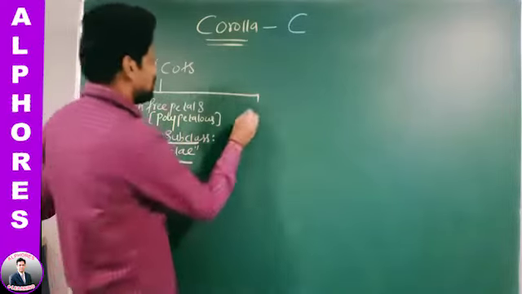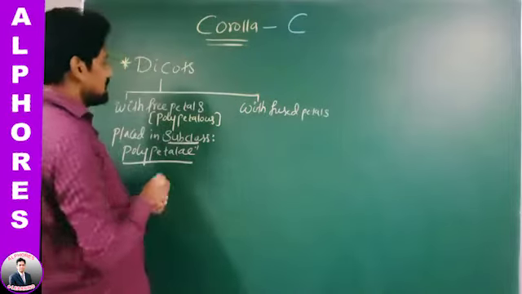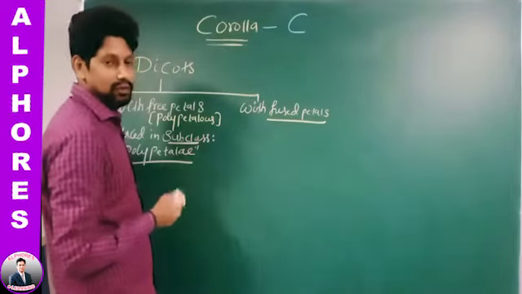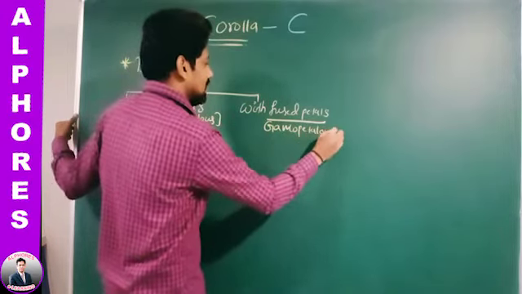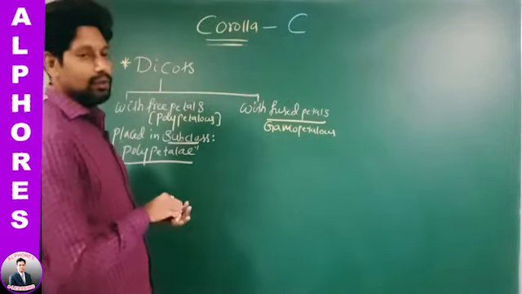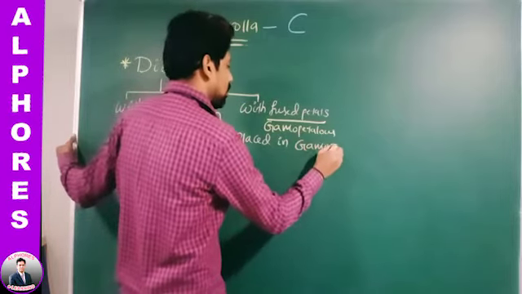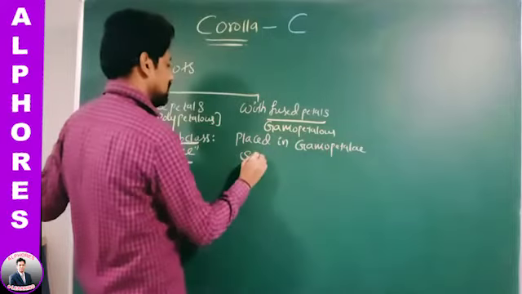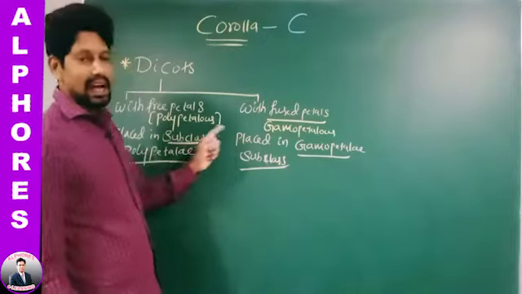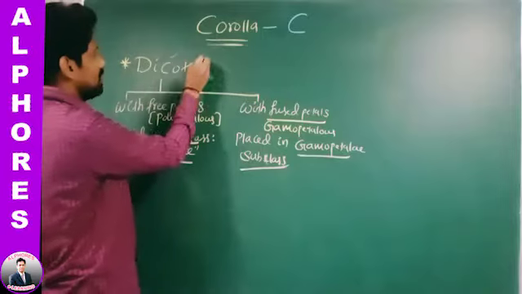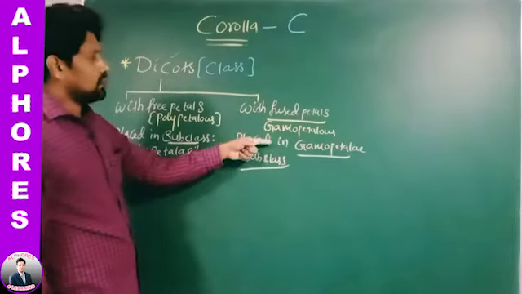Okay, right? Dicots with fused petals. Here petals are fused. Petals are fused means Gamopetalous condition. Dicots with fused petals are placed in which subclass? Gamopetale subclass. Is it okay? Therefore, Polypetale and Gamopetale are two subclasses in dicots. Dicotyledone is a class.